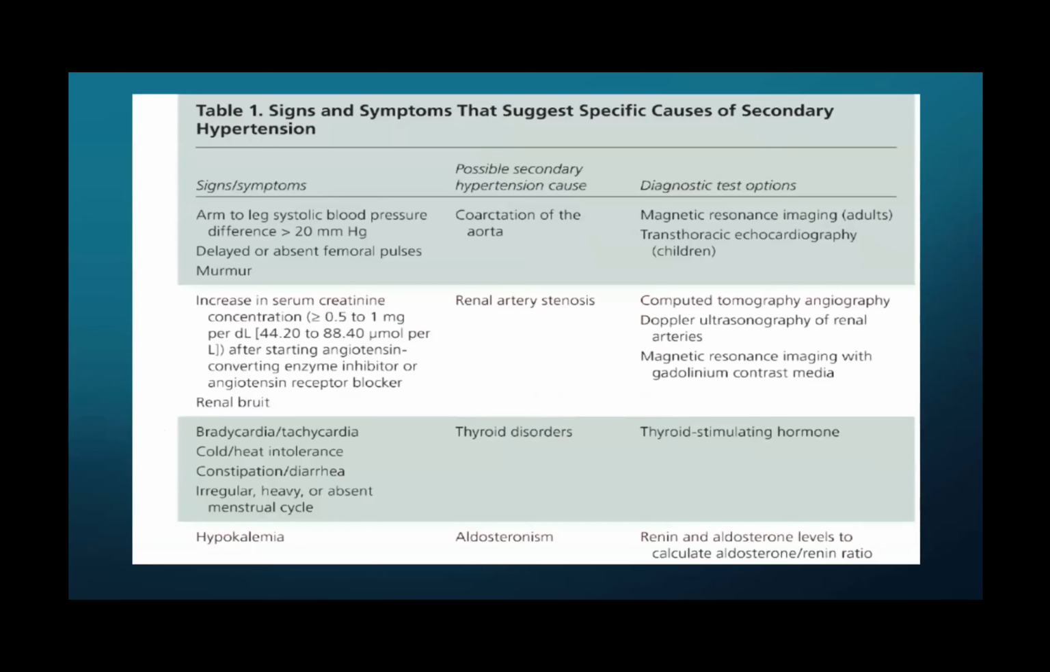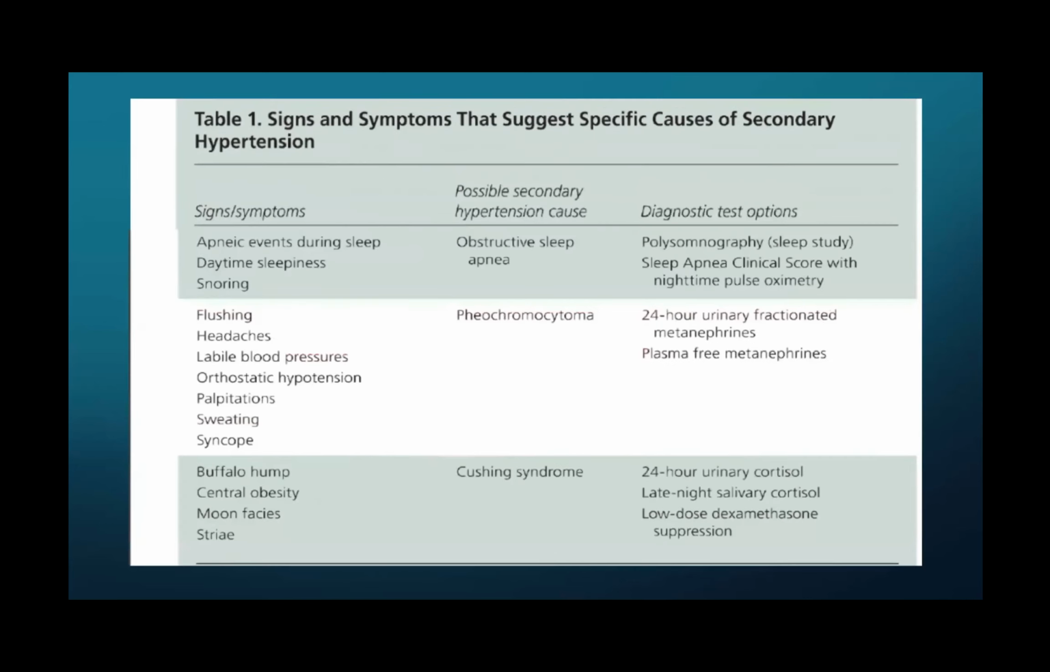Now, there are certain signs and symptoms, again, that you can look for that will suggest specific causes. So if you have a differential blood pressure, if your arm to leg systolic blood pressure difference is more than 20, you're thinking about things like coarctation. Again, renal artery stenosis. This is something very classic where you see an increase in serum creatinine after starting an ACE or an ARB. Again, if patients have any signs of hypo or hyperthyroidism, you want to work them up for that. Hypokalemia can point towards aldosteronism.